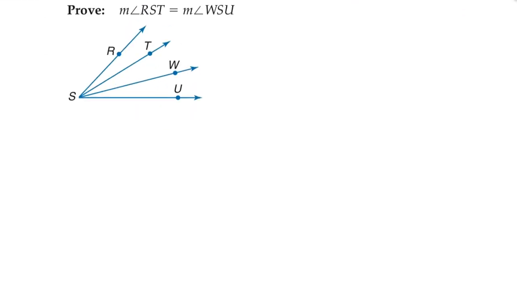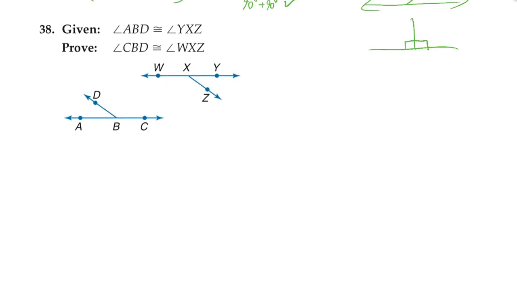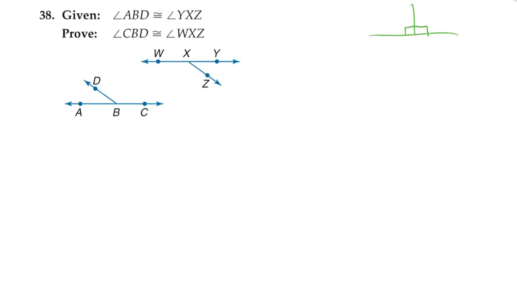I'll do one of these two proofs. Let's do the first one as a 2-column proof, and the second one as a flowchart. Okay, so let's do a 2-column proof here. We're given angle ABD is the same as YXZ, and we're given these pictures.